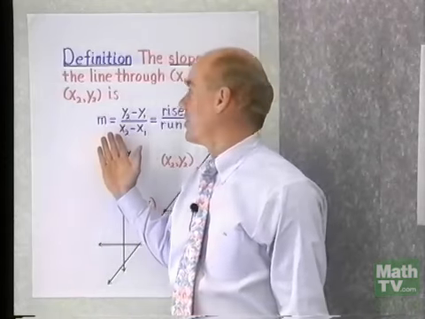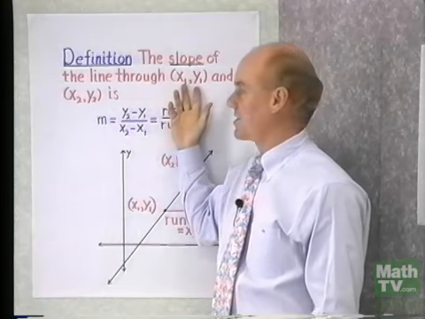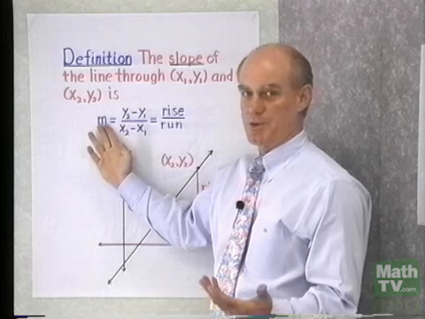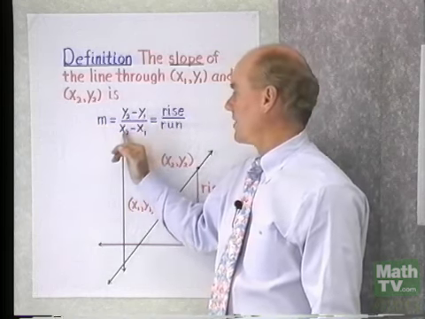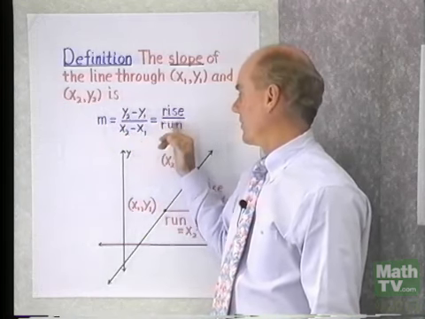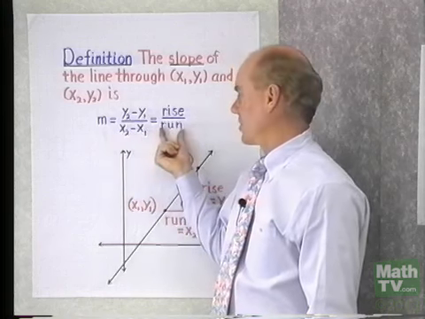I've written over here the definition for the slope of a line. The slope of the line through the points x sub 1, y sub 1, and x sub 2, y sub 2 is given by this formula. M is the letter we usually use to represent slope: m = (y2 subtract y1) divided by the quantity (x2 subtract x1), and that's equal to the rise over the run. This is the algebraic definition for slope, and this is the geometric definition.